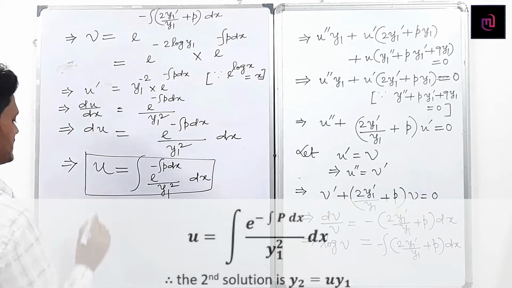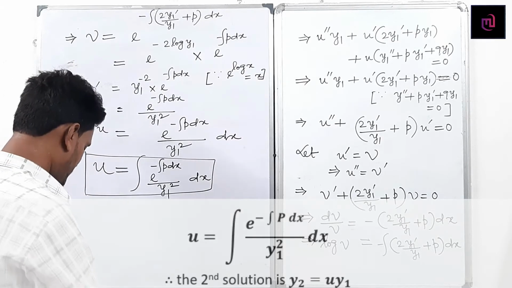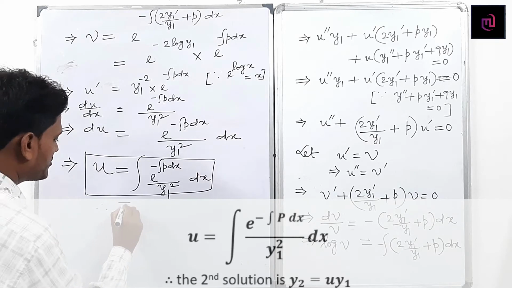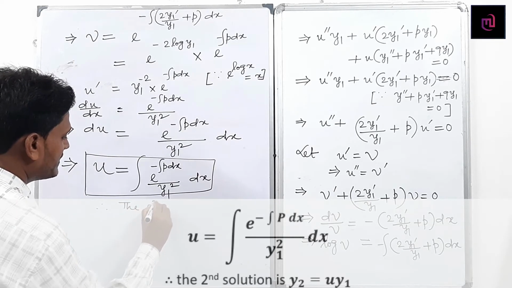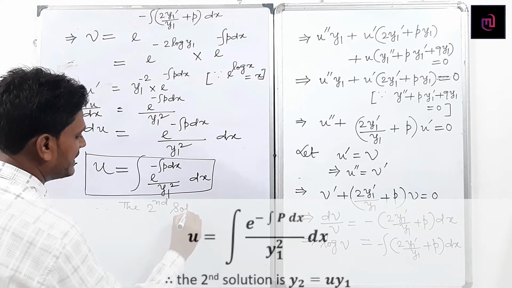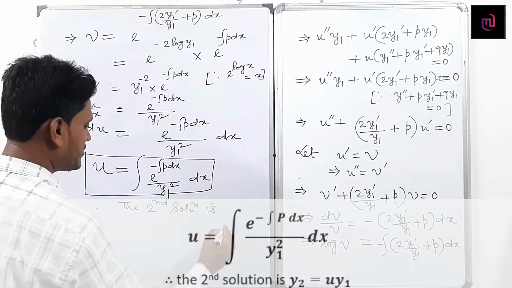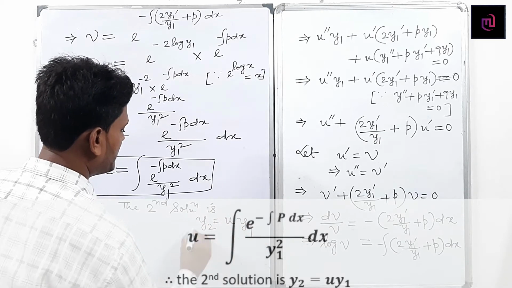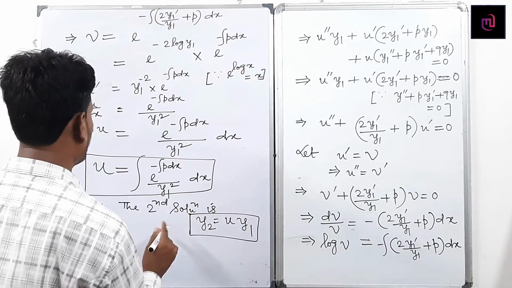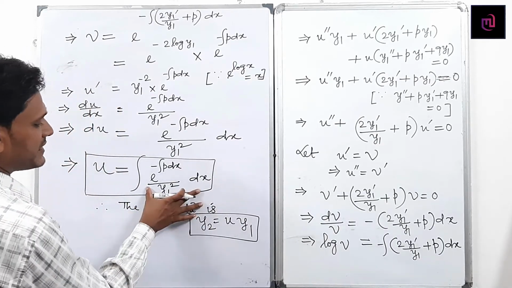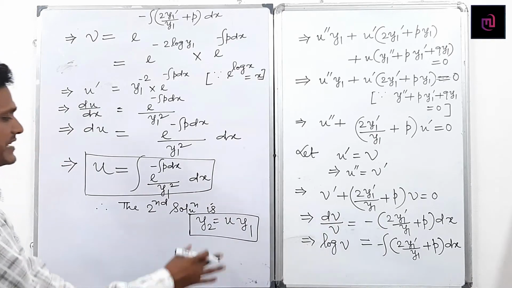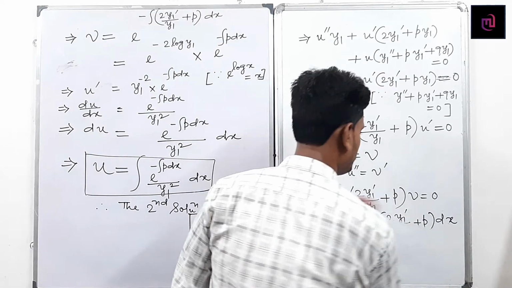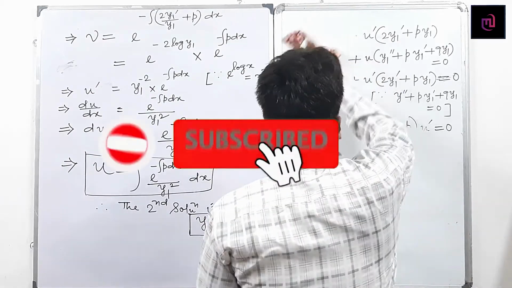So here u equals this part. Therefore, the second solution is y2 equals u into y1. Here I have already found u, and y1 is given.